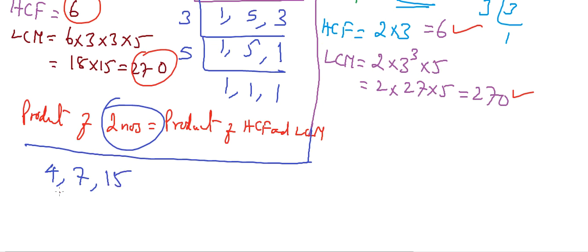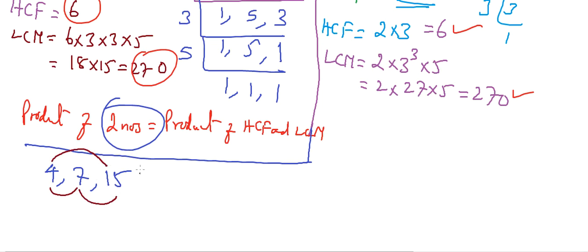So 4 and 7, see, 4 and 7 are co-prime numbers. Similarly, 7 and 15 are also co-prime. And 4 and 15, they are also co-prime.